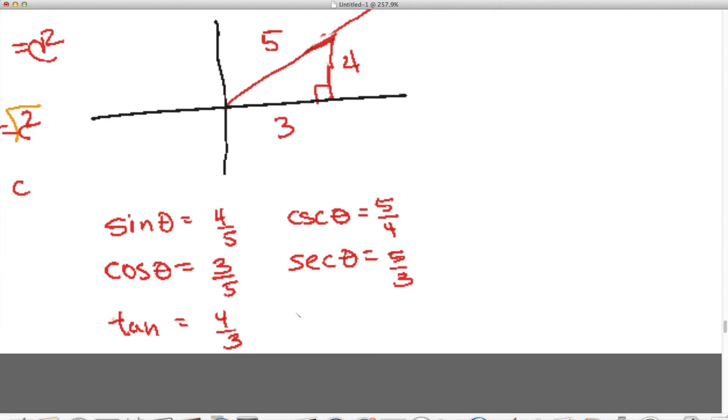Tangent is opposite over adjacent. Your theta is the central angle again. Cotangent would be the reciprocal. Okay, pretty straightforward stuff, right? Hopefully it's made sense.